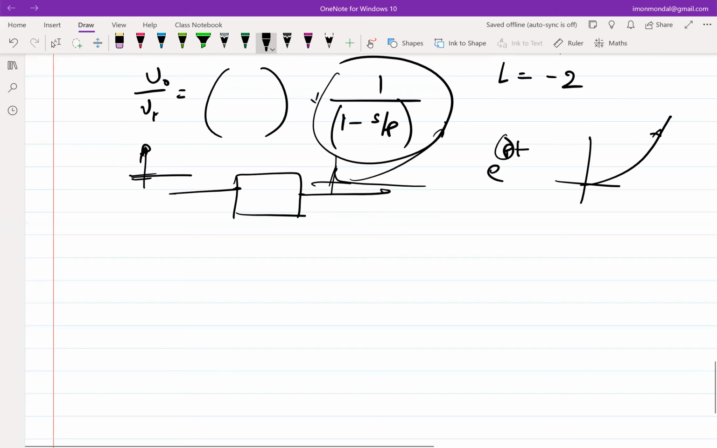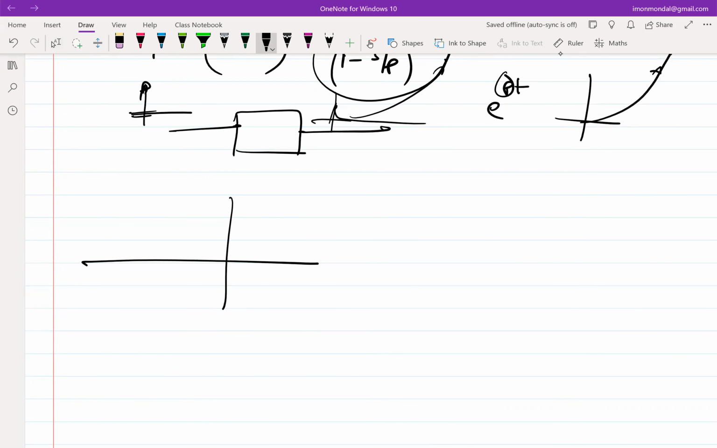Because it's quite possible that L equal to -2 means what? Let's say this is the L plane. L equal to -2, what is the point?